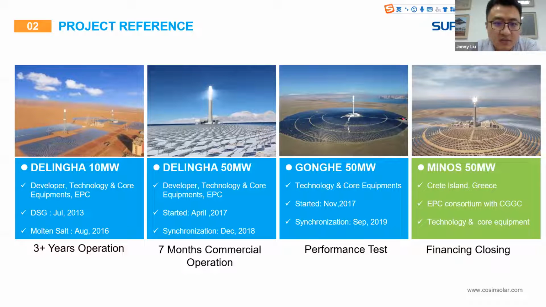The second one is called Delingha 50 megawatts. It's a molten salt tower CSP. It was synchronized in December 2018 and now has seven months of commercial operation. The third one is called the Gonghe 50 megawatt project. This project is owned by a company called Power China. It was synchronized in September 2019.